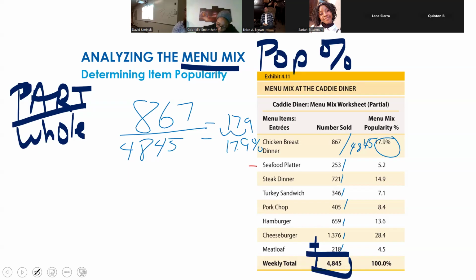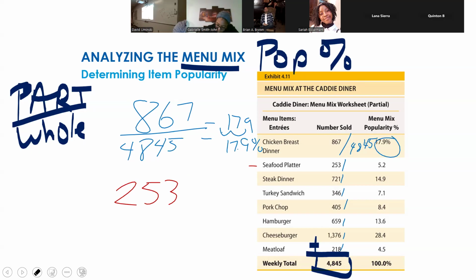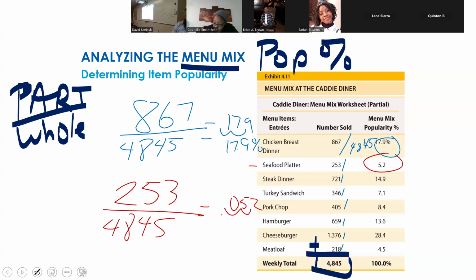Let's talk about our seafood platter. 253 is what I sold. I divide it by my whole, 4,845. That stays constant. And I end up with 0.052. Move that decimal place over, and that's how I get my 5.2%. Do we all see how that works? Okay.